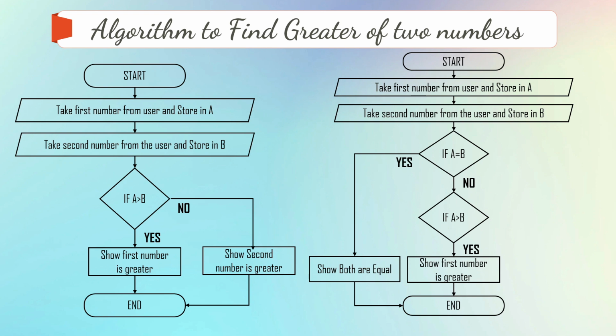If first number is not greater, that means if A is not greater than B, it will go to no part and it will print the second number is greater and it will end the flowchart. It will end the program. So here what we did is, we modified our program for two conditions. First we'll check if A is equal to B. If not, then only we will check if A is greater than B or B is greater than A.